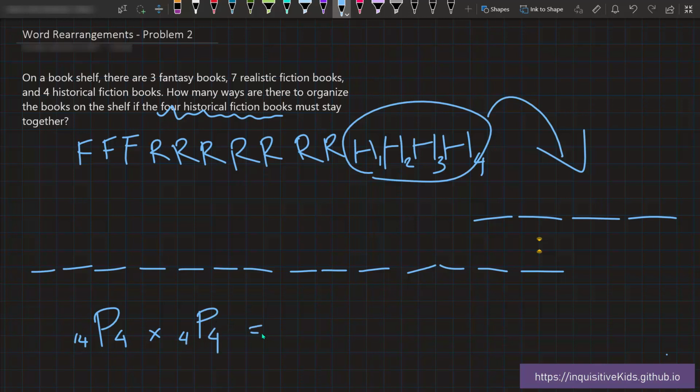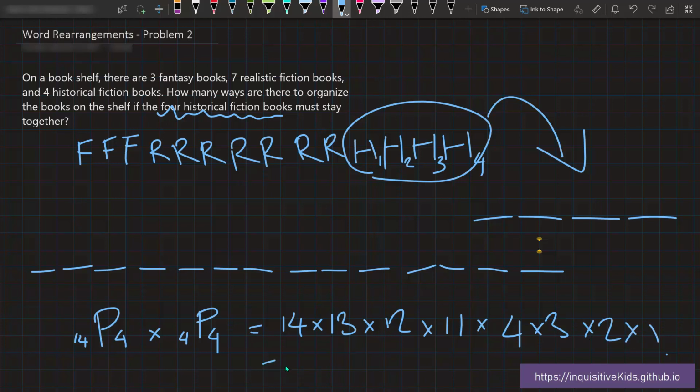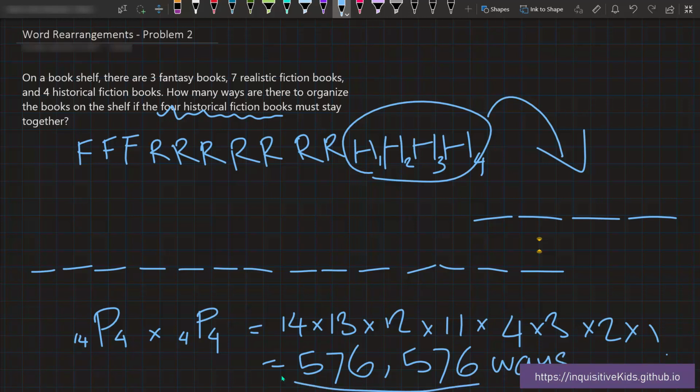So now we can solve the permutation. This would be 14 times 13 times 12 times 11 times 4 times 3 times 2 times 1, which is equal to 576,576. So there are 576,576 different ways for us to rearrange these books on the bookshelf.